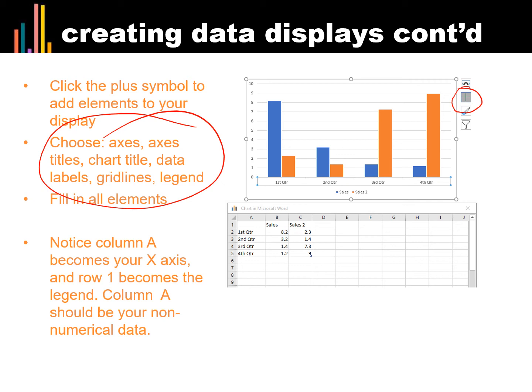Notice a couple of things when you're putting in your data. Column A here becomes your x-axis, and then row 1 becomes your legend, okay? And then column A will be your non-numerical data. So as you're entering your data, that can help you think about the kinds of data you're going to put in and where it goes.